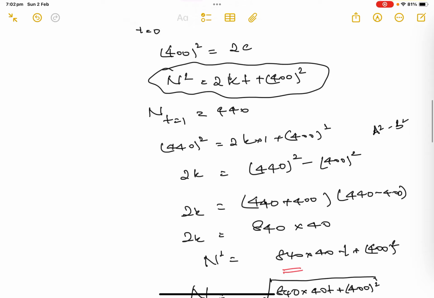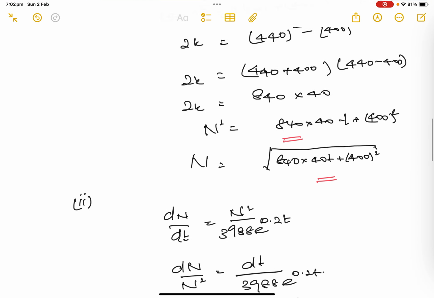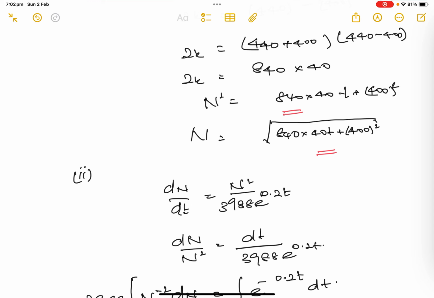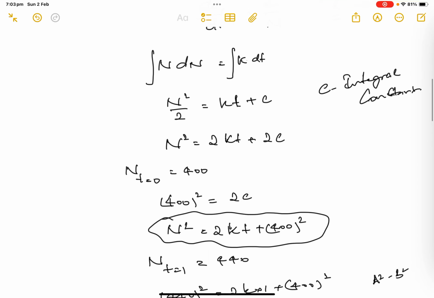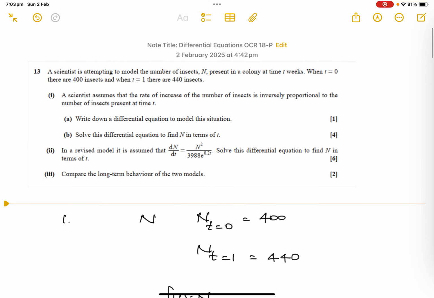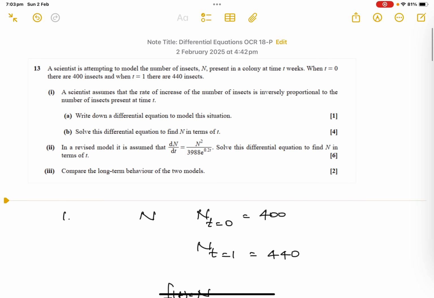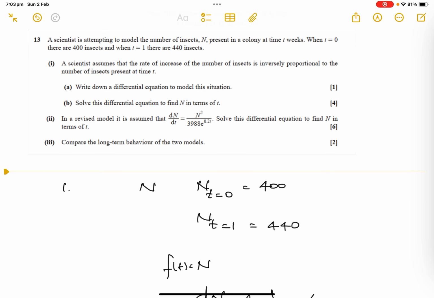So n squared equals 2kt plus 400 squared, so n squared equals 840 times 40t plus 400 squared. So n equals the square root of the whole lot, 840 times 40t plus 400 squared. Just leave it like that. They haven't asked us to simplify it, but just want the equation for n in terms of t, which we have. So that's done. Solve the differential equation to find n in terms of t. That's done, so part one is done.